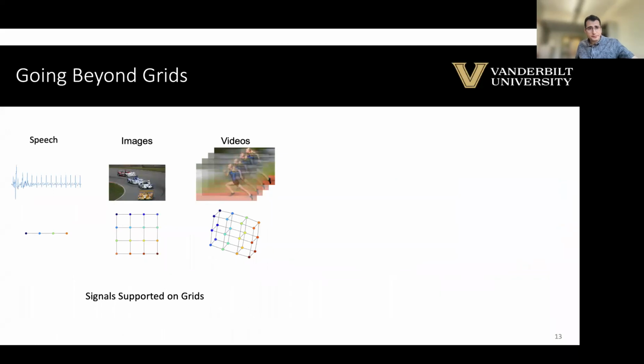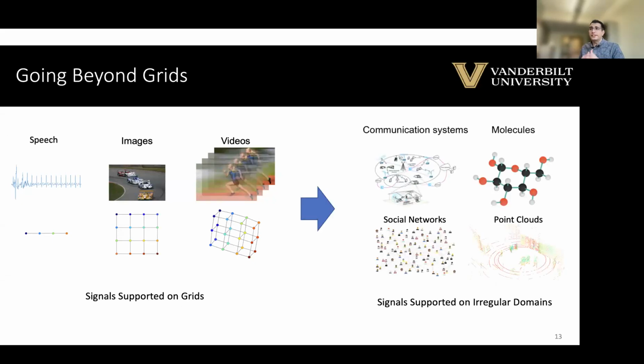Okay, so far we've been talking about grids and signals supported on grids, specifically images, right? And such signals are prevalent. Like we can talk about the speech signal, images, videos, they are all defined on different types of grids. But there is a huge family of other types of data that are not defined on grids, okay? So they are not necessarily defined on regular domains like grid-like structures, but on graph-like structures, right?